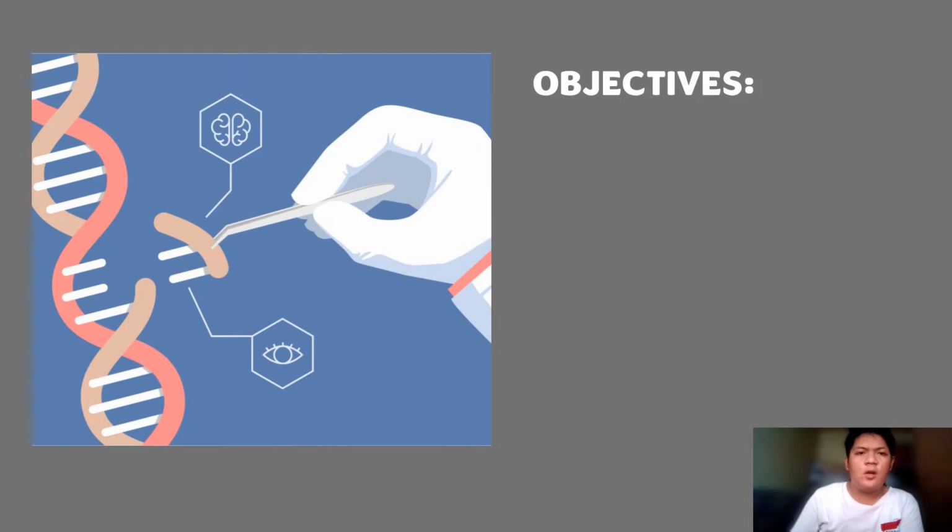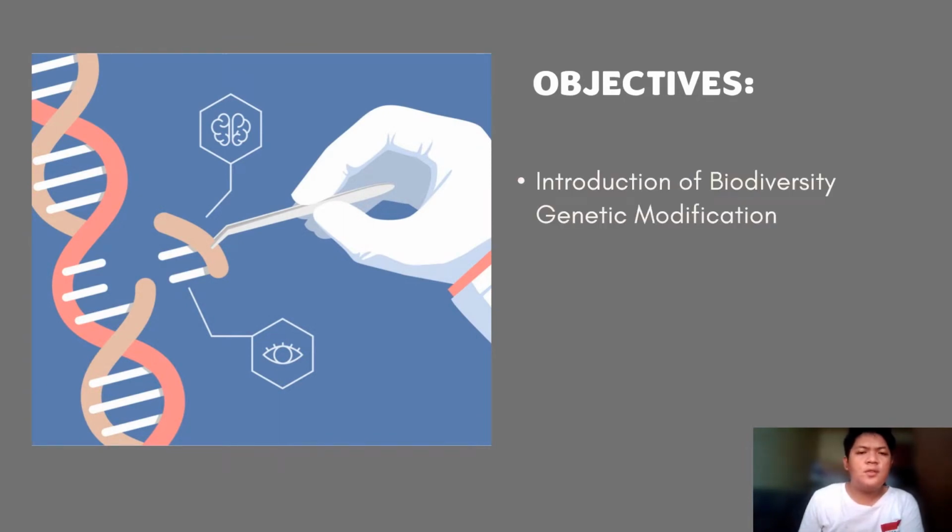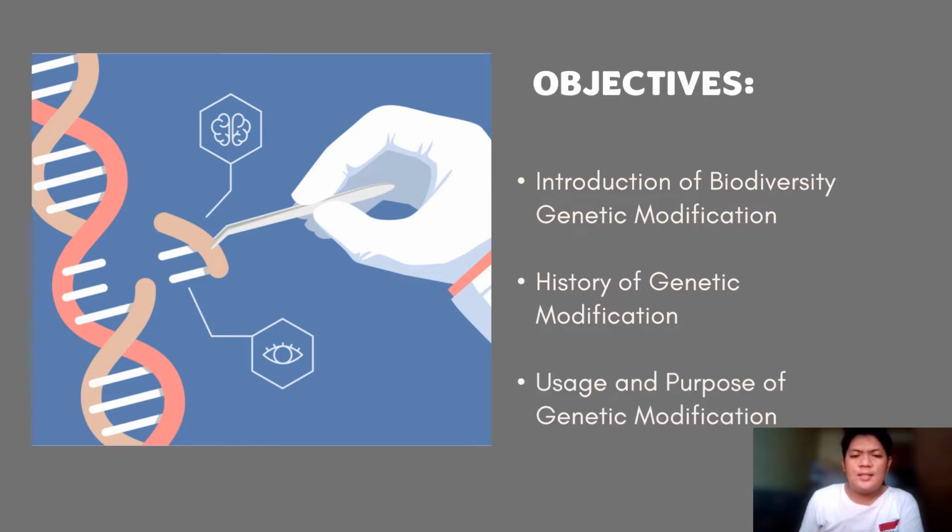Here's our objectives. First is the introduction of biodiversity genetic modification. Next is the history of genetic modification. And lastly, the usage and purpose of genetic modification.